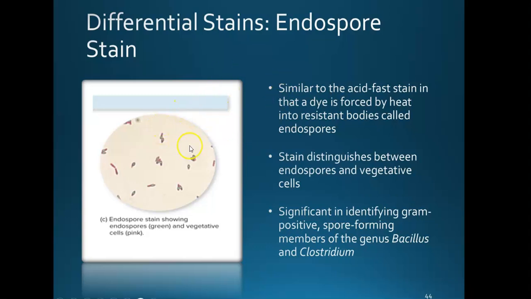I don't know how well you can see that in this image here, but at one end of the cell, you should see a little green oval, and that is the endospore within the cell, which should have a pinkish color around it. So green endospore, and then the remainder of the cell is pink.